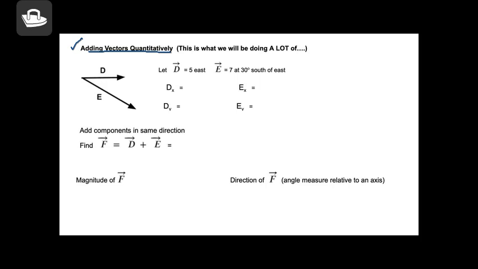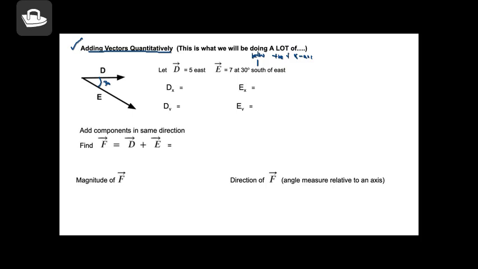So let's say we have two vectors, and they can be any kinds of vectors. These could be force vectors, velocity vectors, or acceleration vectors, but I just need to add them together. And this is what we're going to be doing a lot of. Let's say vector D is 5 units to the east and vector E is 7 units, but it's 30 degrees south of east. South means below and east means the positive x-axis. That's just another way of describing how we're making that angular measurement relative to something.